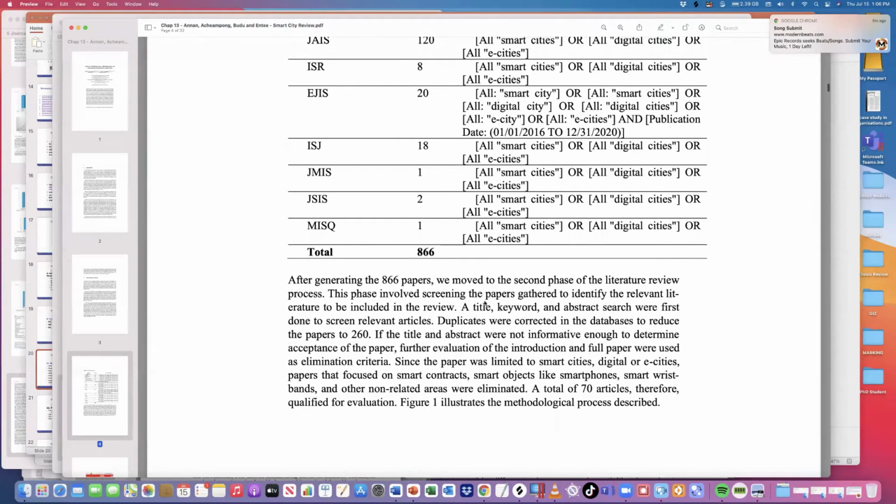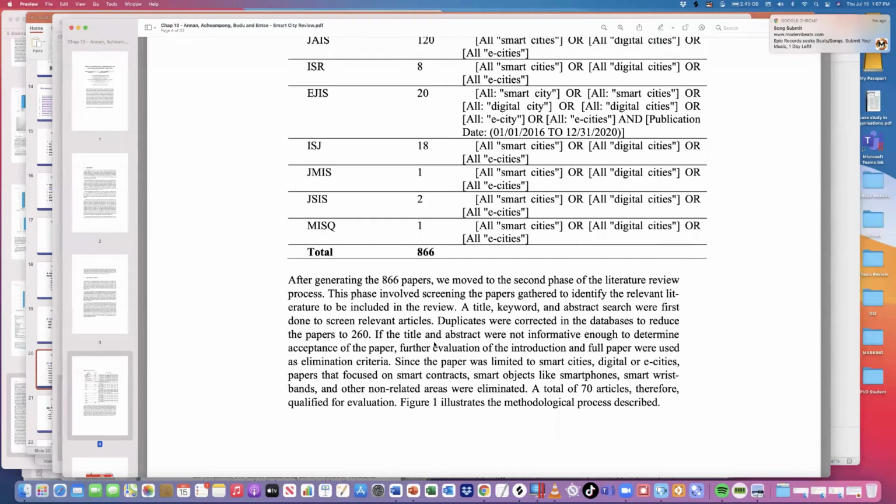This phase involves screening. To identify the relevant papers, a title, keyword, and abstract search were first done to screen the relevant articles. Duplicates were removed in the database to reduce the papers to 260. So this is the science. This is where the science is. If we don't do these things, we don't know that you did the work. This is where the science is.